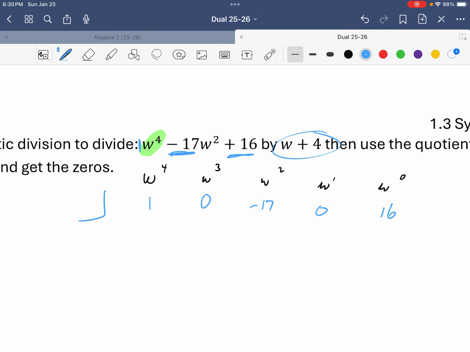Since it says W plus 4, we're going to change the W plus 4 to a W equals a negative 4, right? So just the negative 4 now. Change the sign. And then let's do the work.